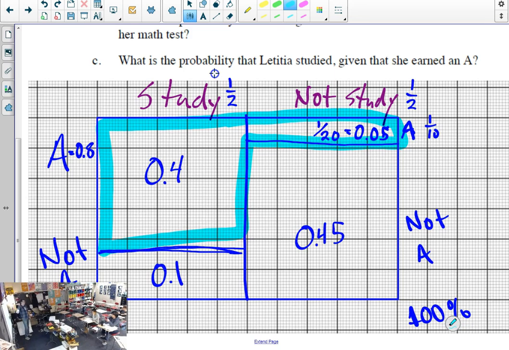Yeah, that's our region where she got an A, right? That's now our total since that's our given. So the probability that she studied, given that she had an A, is 4/10 over 45 hundredths, which is much simpler to deal with as a fraction, 8 tenths. Any questions? All right, let's look at the next lesson.